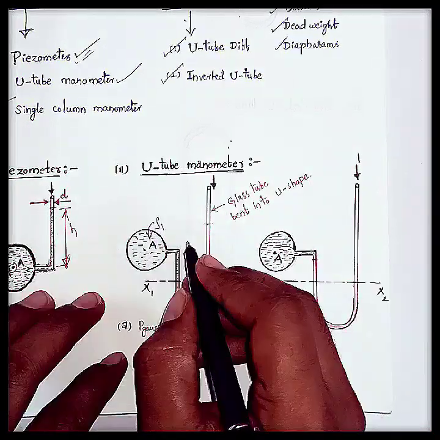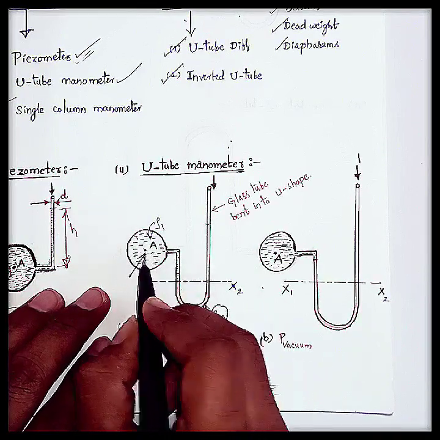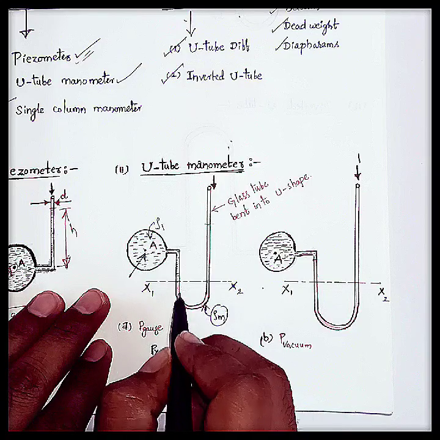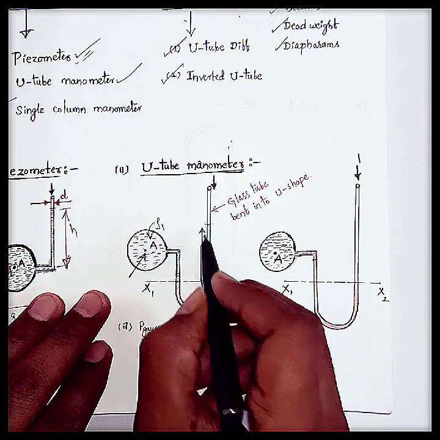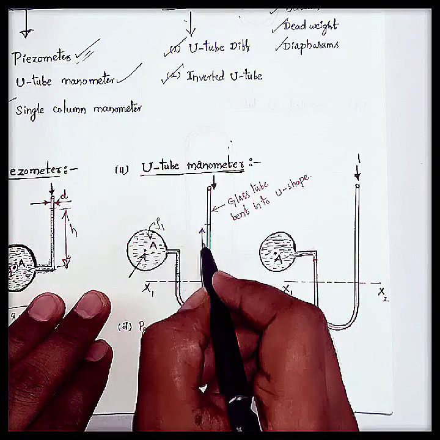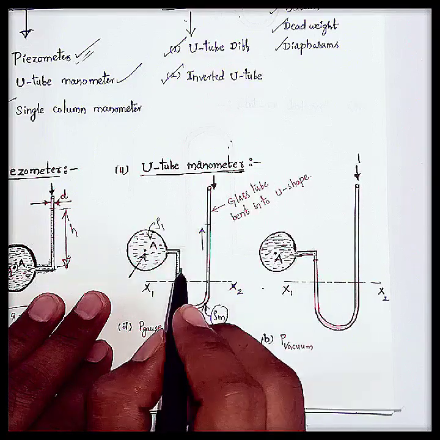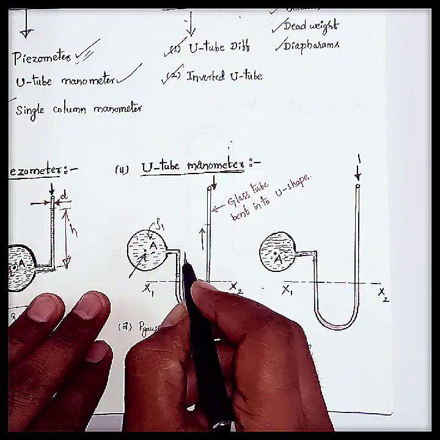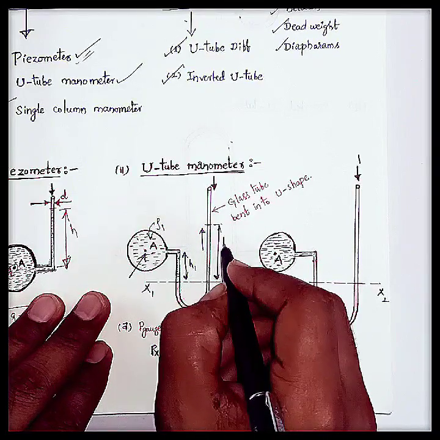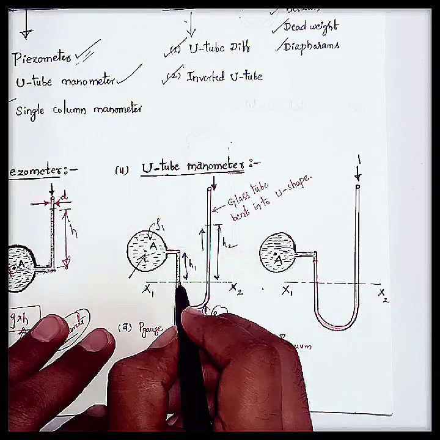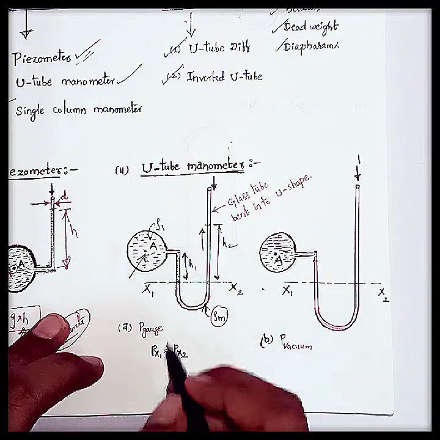Whenever fluid is flowing in this pipe, due to the pressure, the manometric fluid present in this U-tube will move like this. Whenever pressure is low, the fluid will come back, and whenever pressure is high in this pipe, the fluid will go like this. Let us consider the height of this fluid is H1, and the height of the manometric fluid is H2, and the pressure at this point x1 is equal to the pressure at this point x2. I am balancing here.